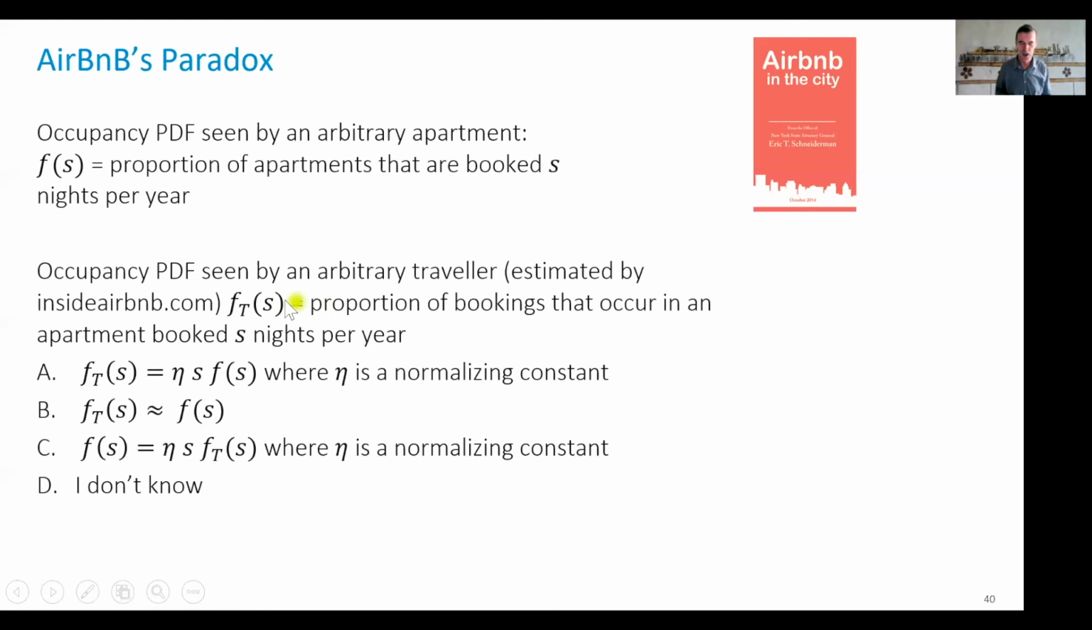So FT of S is the proportion of bookings that occur in an apartment booked S nights a year. FT of S will give the histogram of: you spent 2 days in this apartment, someone else spent 1 week, etc. We count 2 days, 1 week, etc. That's our time series, and the resulting PDF is this FT of S. If we do a similar reasoning as before, do we find any of those formulas here? And if yes, which one?